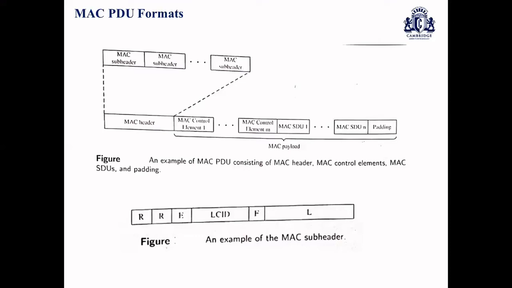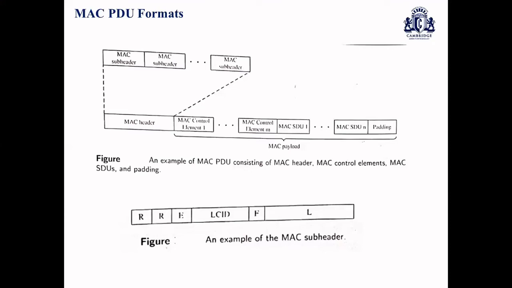The L field indicates the length of the corresponding MAC SDU as well as MAC control element. The size of L is indicated by the F field, which indicates the format of the size of the length field. And the last subheader in the MAC PDU has only 4 fields: R, R, E, as well as LCID.